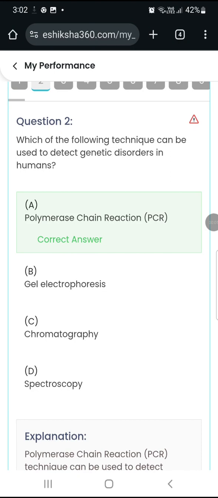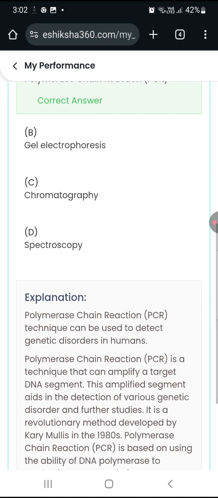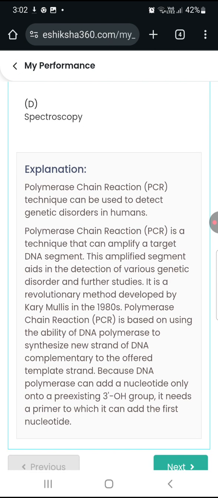technique can be used to detect genetic disorders in humans. Answer: polymerase chain reaction (PCR). Explanation: polymerase chain reaction (PCR) technique can be used to detect genetic disorders in humans. Polymerase chain reaction (PCR) is a technique that can amplify a target DNA segment.